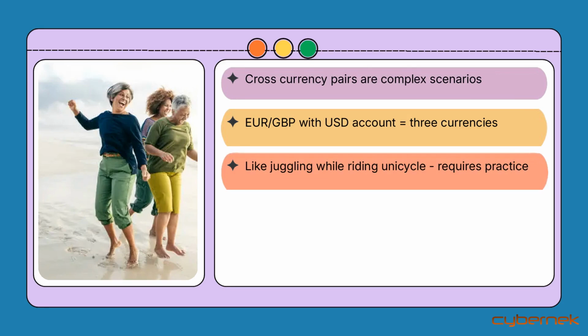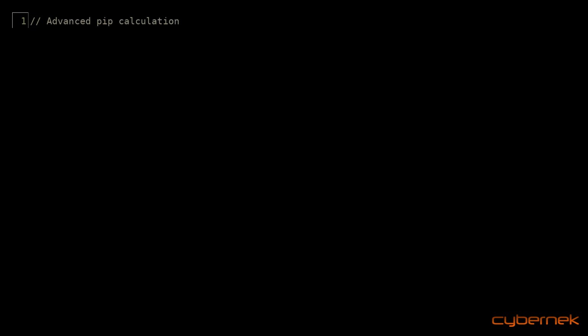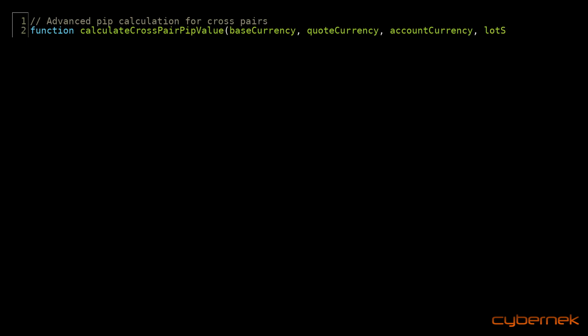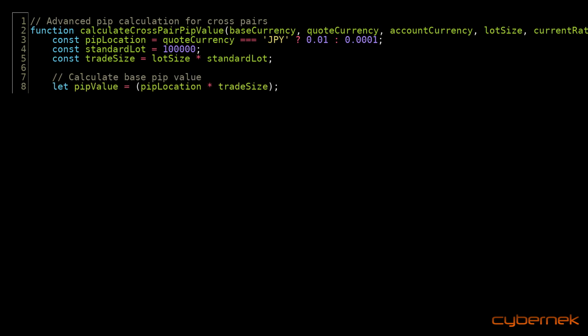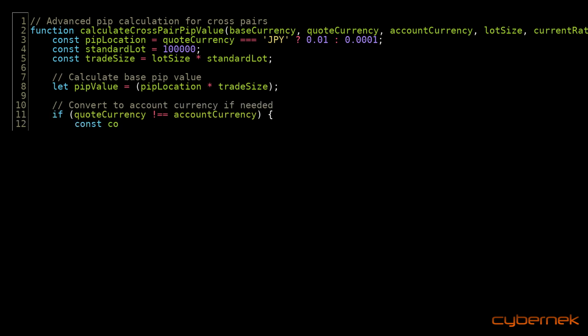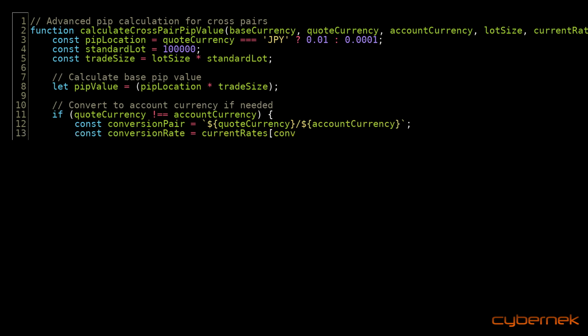Possible, but requires practice. The calculate cross-pair pip value function handles advanced cross-currency calculations with 5 parameters: base currency, quote currency, account currency, lot size, and current rates object. It determines pip location using a ternary operator, checking for JPY pairs. The function calculates the base pip value by multiplying pip location with trade size. The complex part is currency conversion.